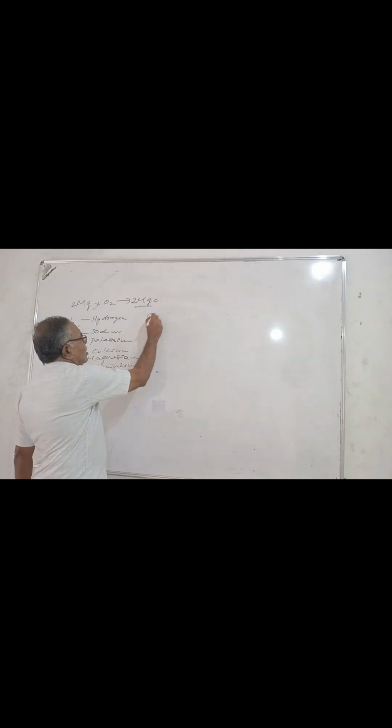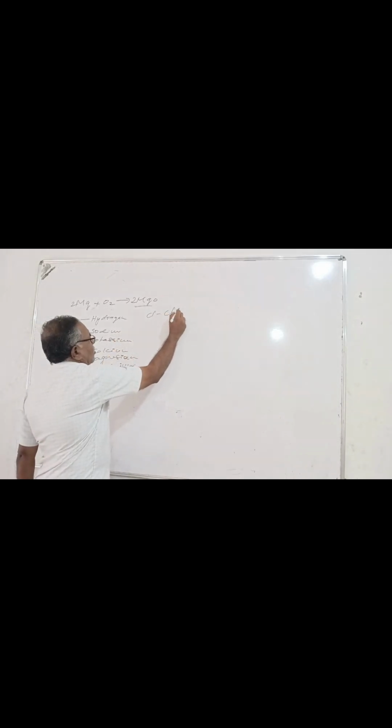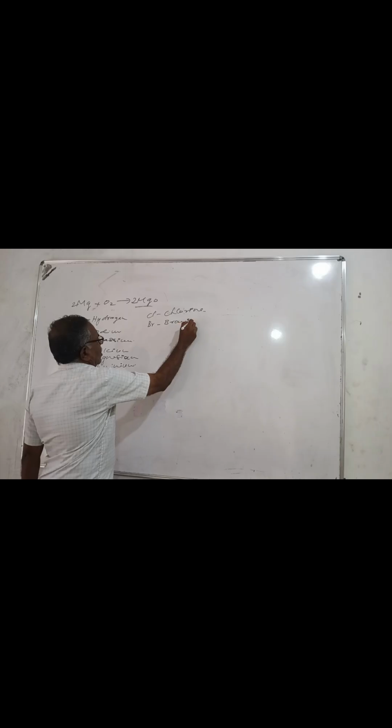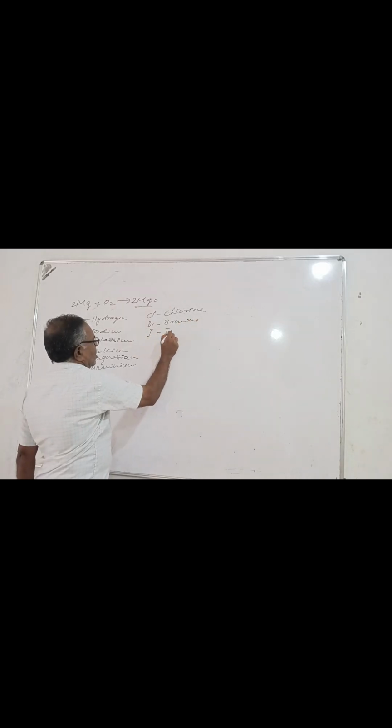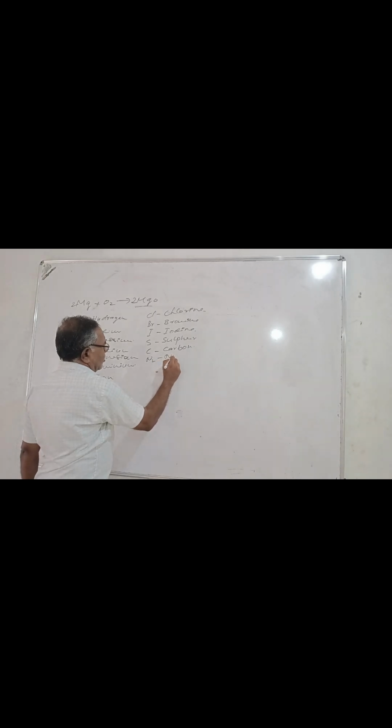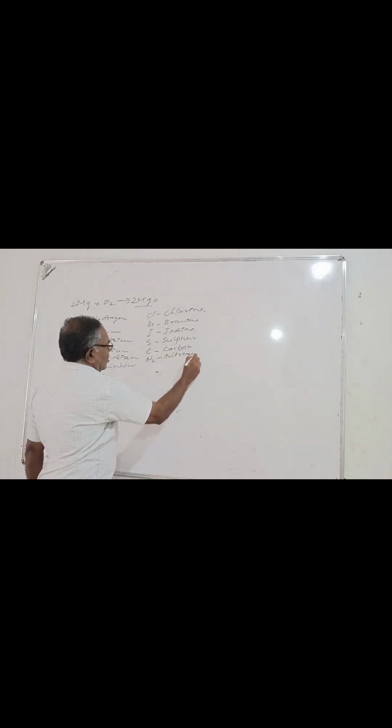Cl chlorine, Br bromine, I iodine, S sulfur, C carbon, N2 or N nitrogen. So study the symbols. Otherwise, you cannot write the formula of a compound.